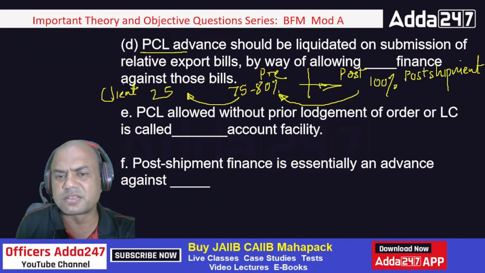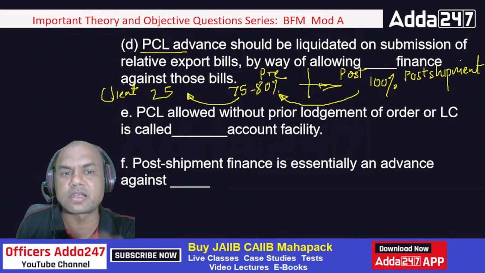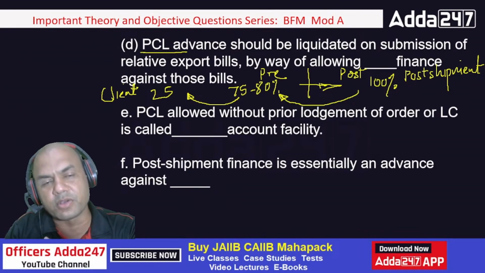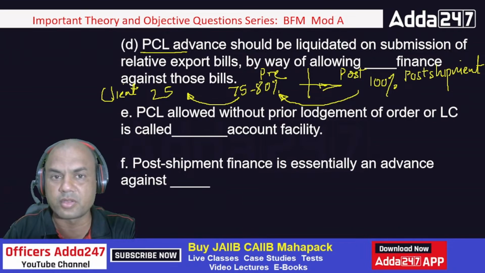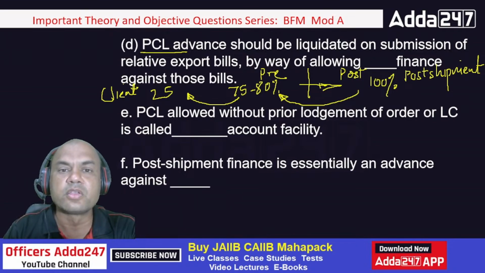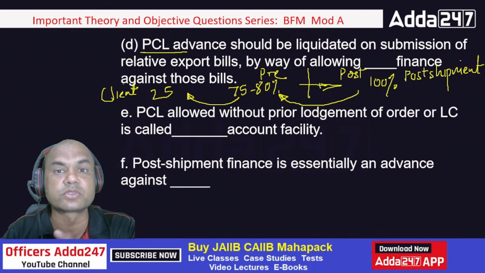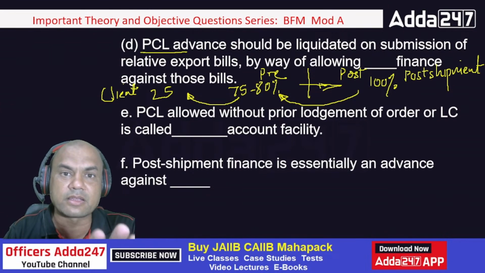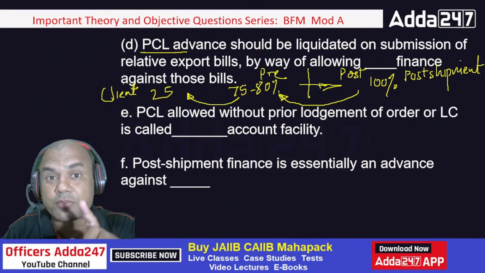What is this? See here, what is PCL basically? PCL means packing credit. How is packing credit given? Packing credit is given because suppose I am the exporter, I have got some order from USA. So what do I have to do? I have to manufacture those goods and then send them. For manufacturing, I need to show it to the bank. This is the order I have got. So this much order. So now finance. So the order I'll have to show.